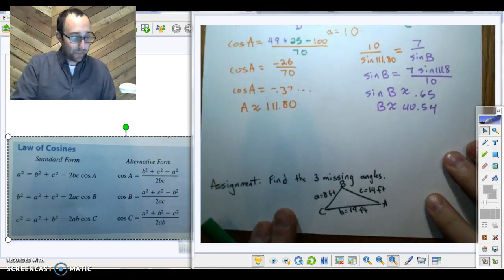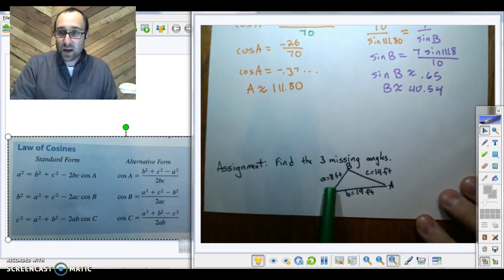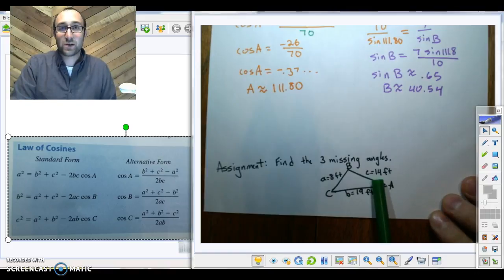Here is your assignment. Find the three missing angles. A is 8 feet, B is 19 feet, and C is 14 feet. Good luck.